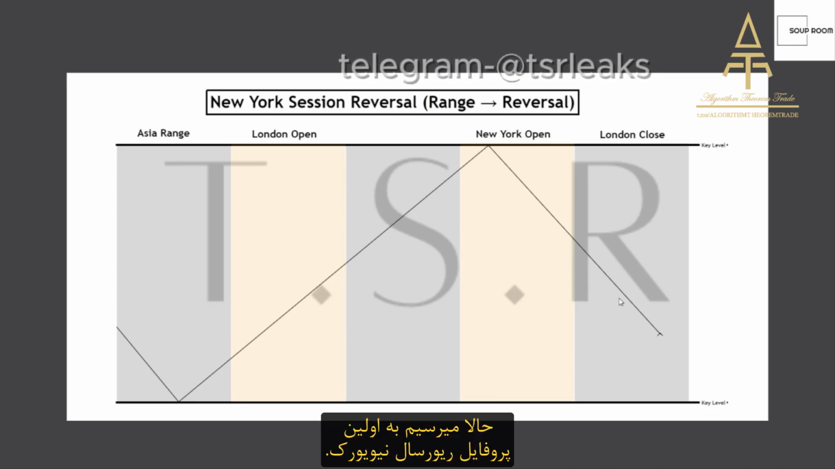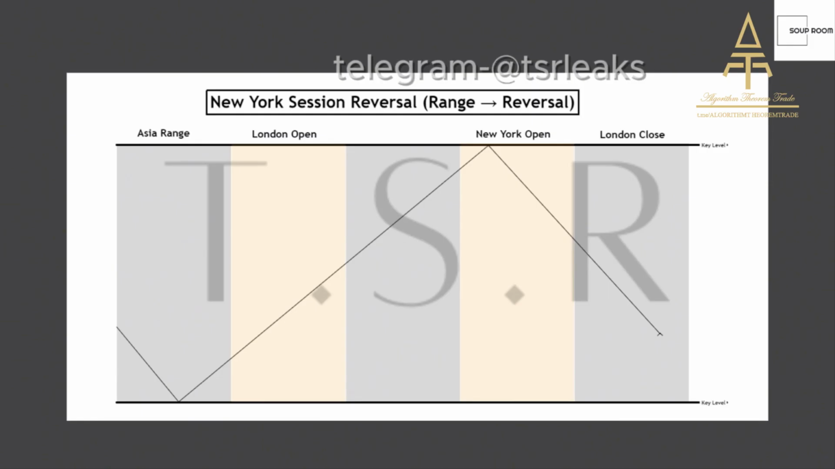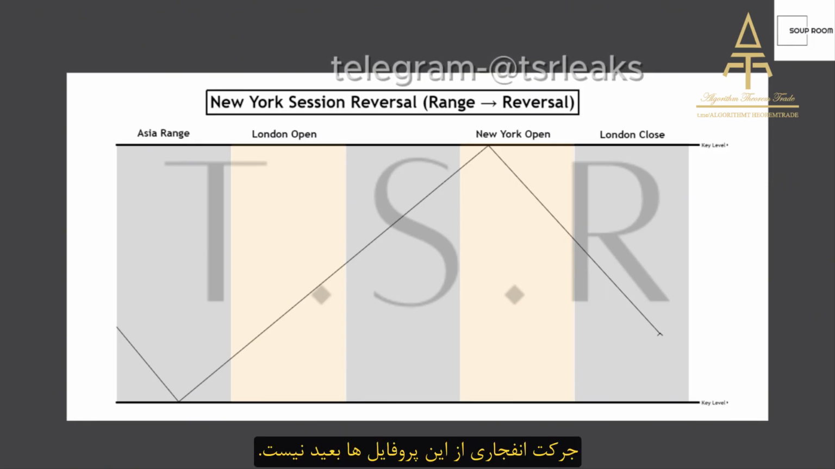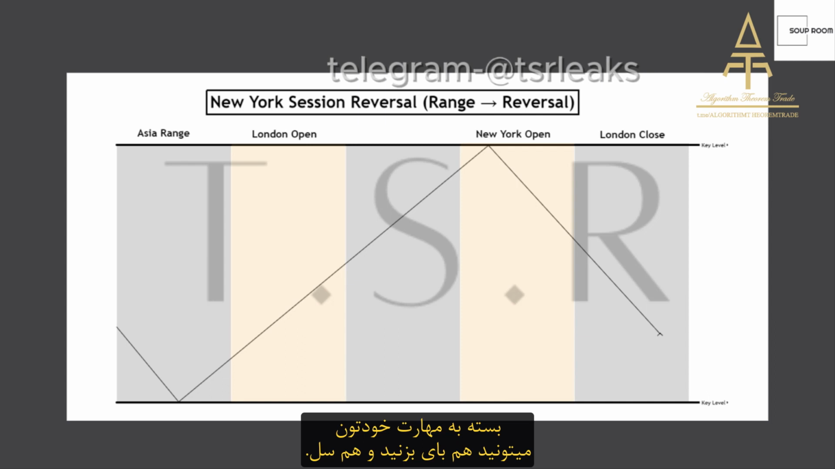Okay, now on to the first New York session reversal profile. So this is a range to reversal. Okay, very explosive movement. So when these daily profiles form, you'll usually see some explosive price movement. You're going to probably be able to enter longs and shorts, or one of each, depending on your ability to be in front of your charts. Okay.